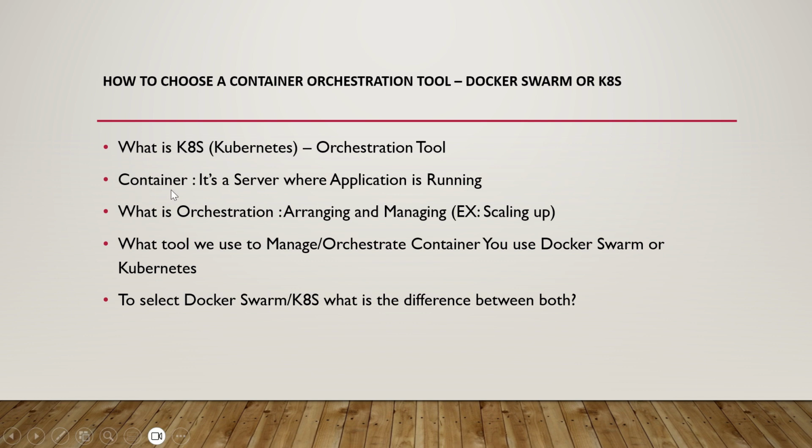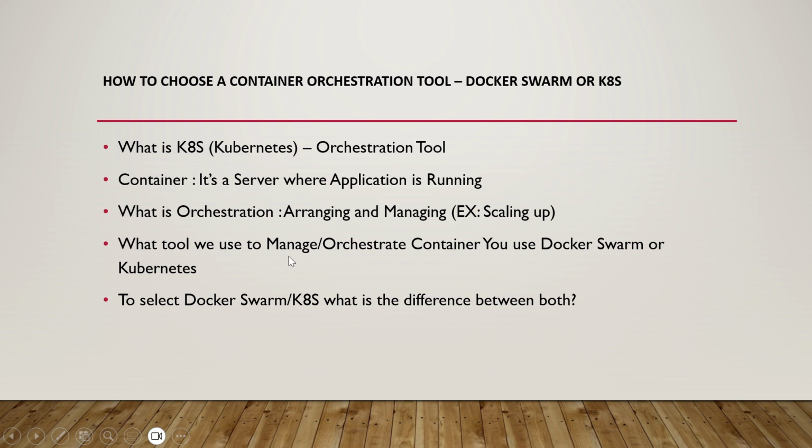So what is a container? When we talk about an orchestration tool, orchestration is nothing but managing the containers. What is a container? It's a server where the application is running, which we have seen. How do you create a container? You create a Dockerfile, and you run the Dockerfile and the container will be created, and the application will be running. What is orchestration? Again, it's arranging and managing, for example scaling up. We will see one practical example of how we can scale our application up and down automatically, and how we can create containers by using an orchestration tool like Docker Swarm.